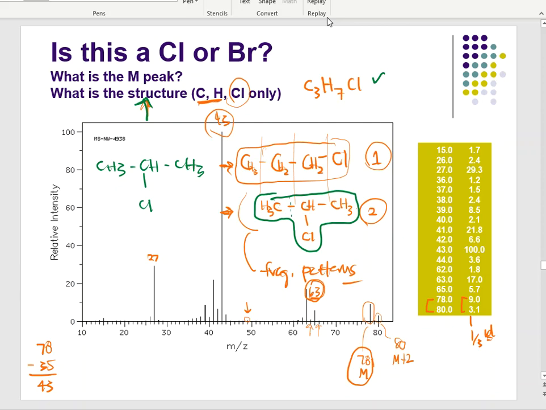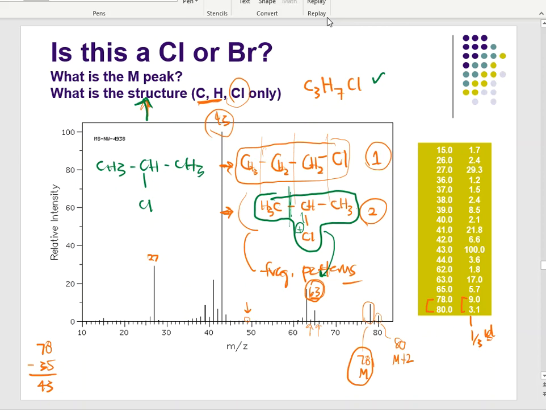Because an alpha cleavage will happen. This gives me a positive fragment, and that positive fragment is the 63. Option number 1 does not give me that choice. I cannot get a 63 from that. And this 63 looks pretty high on the MS spectra.